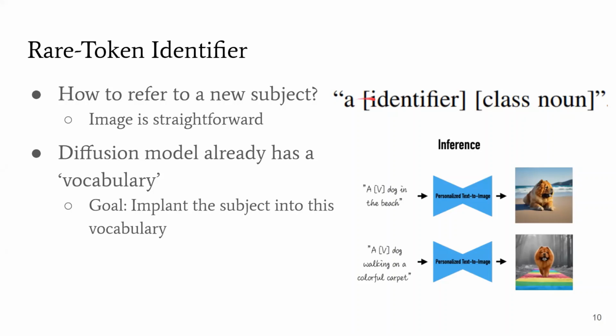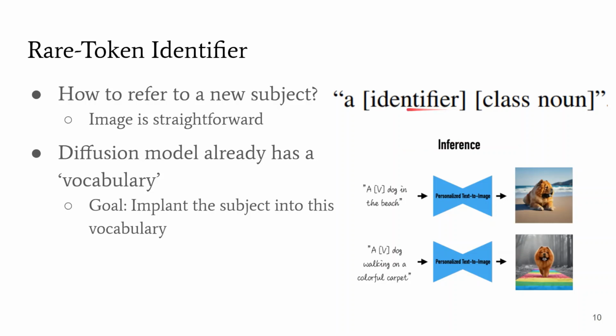They say a, and then a unique identifier, and the coarse class noun. So we can look at this figure for reference. If this is our novel subject of images that we want to generate, we prompt the model by saying a V dog on the beach. V here is the unique identifier, and this goes through our diffusion model. It takes in text, and it's able to output the image of this novel class on the beach. And we see this similarly with walking on a colorful carpet as well.